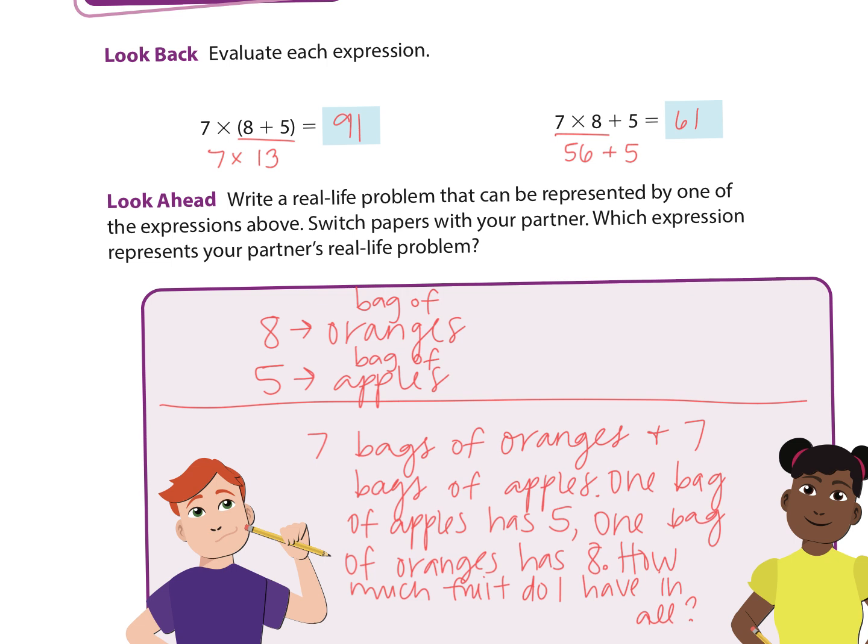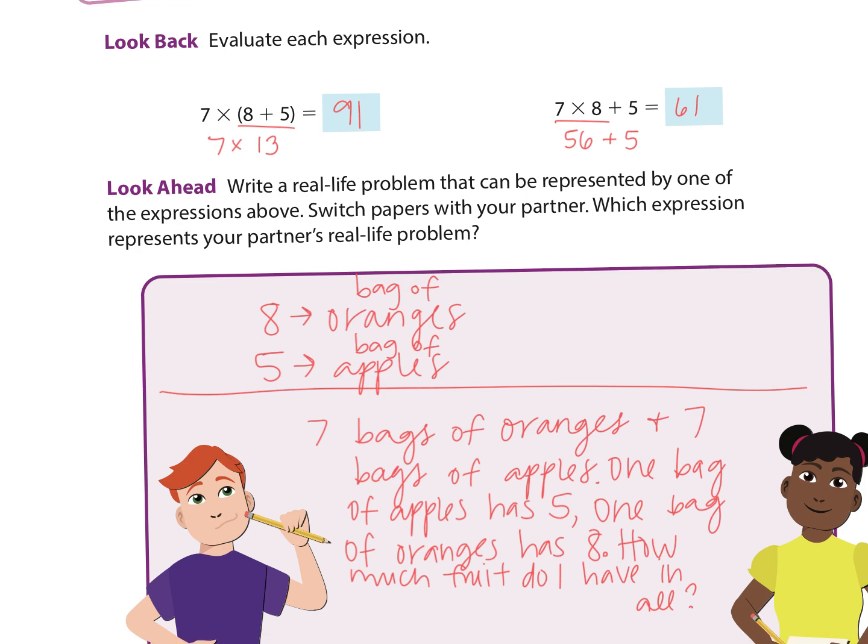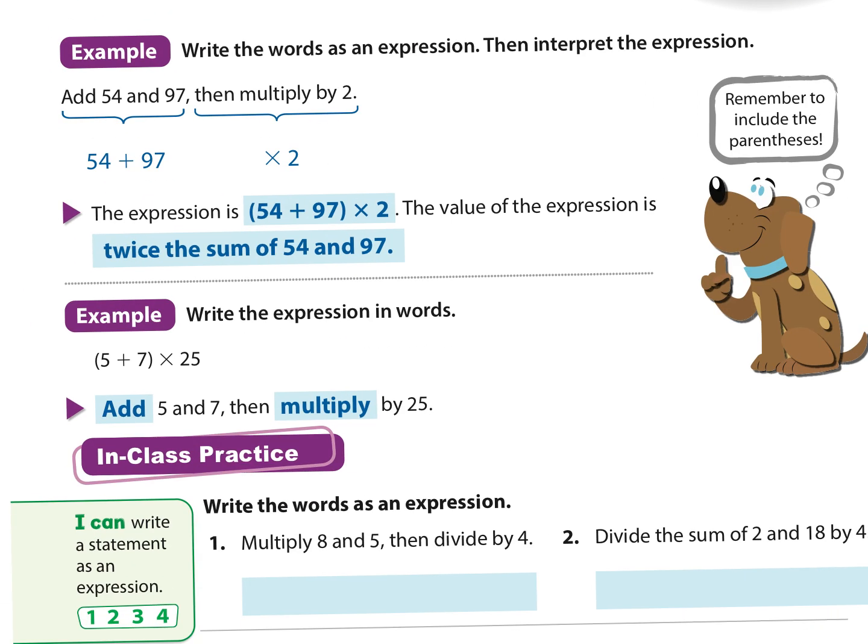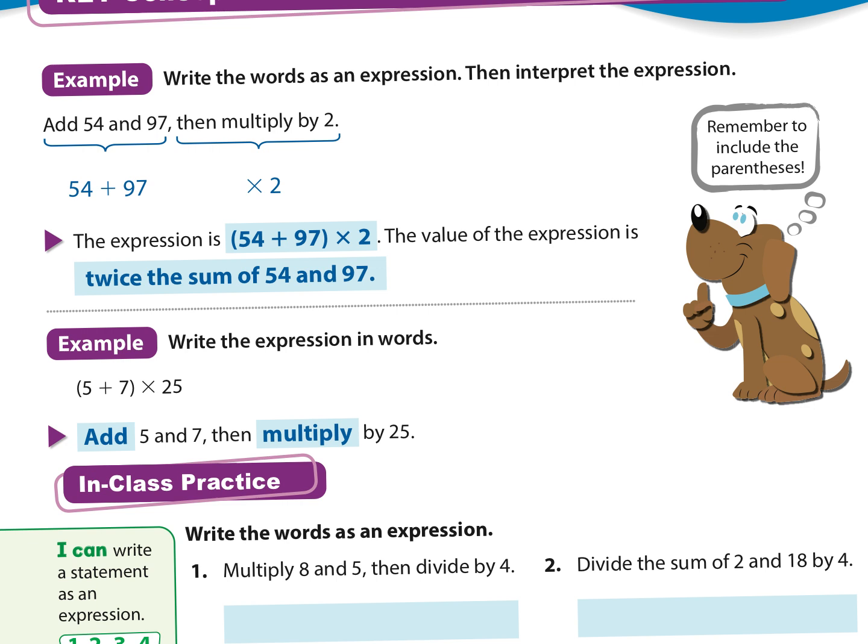Okay? So today what we're doing is we are taking expressions and we're going to write expressions to describe a word problem. So we're going to be given a lot of different word examples, and we're going to be writing expressions based on what that example says. So looking at page 78. It says add 54 and 97, then multiply by 2. What would that look like if I just wrote that in numeric form?